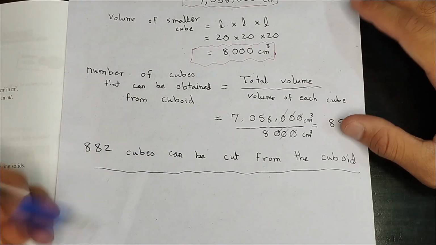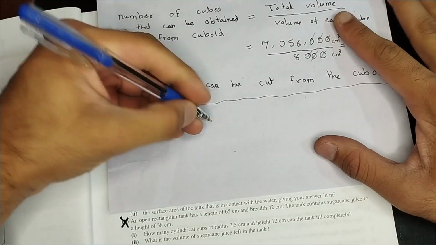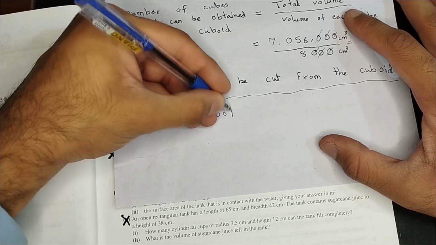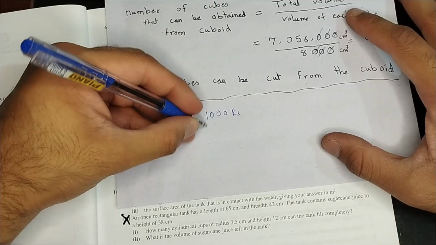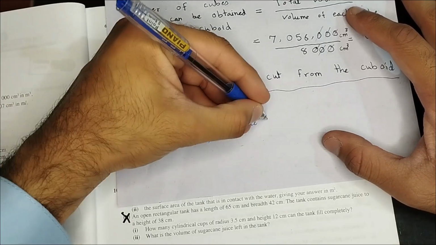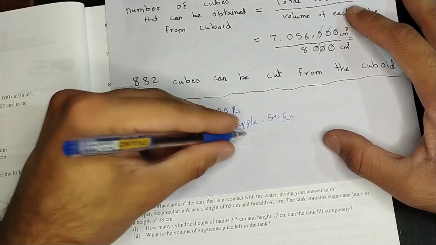I just explained it recently, but let's try this one more time. For example, I have 1,000 rupees. That's my total money, right? And let's just say each apple costs 50 rupees. Each apple will cost 50 rupees. How many apples can I buy?